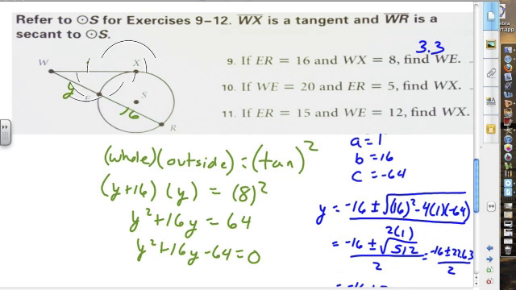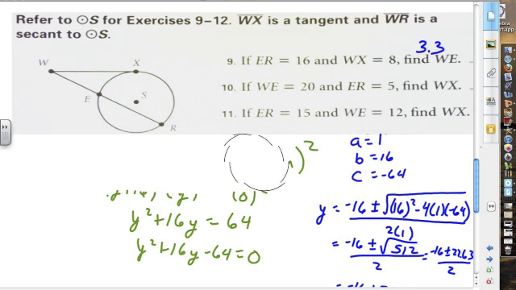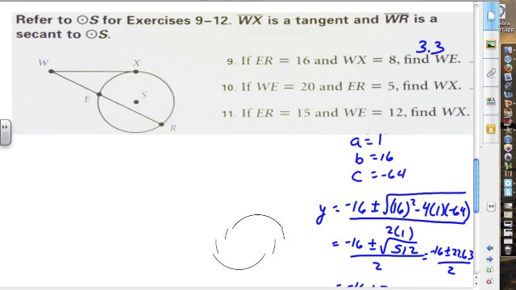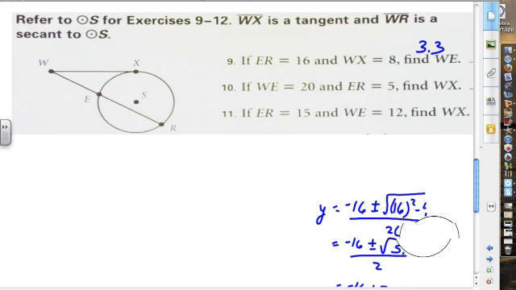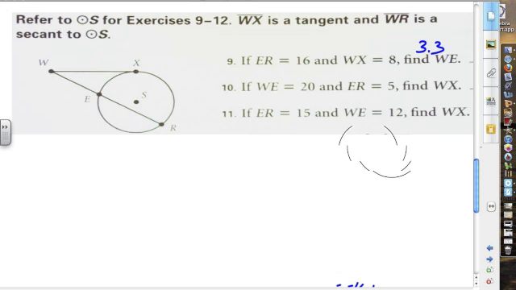Okay, let's go to a different one. I think the other two are similar in that they give us the same bits of information. Let's see what we get. Okay, number 10, WE is 20. So I know the outside is 20. ER is 5. And I'm trying to find WX.